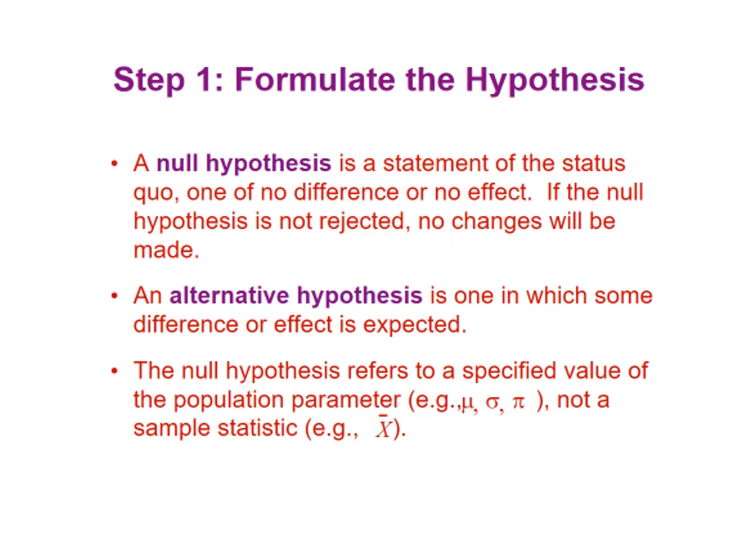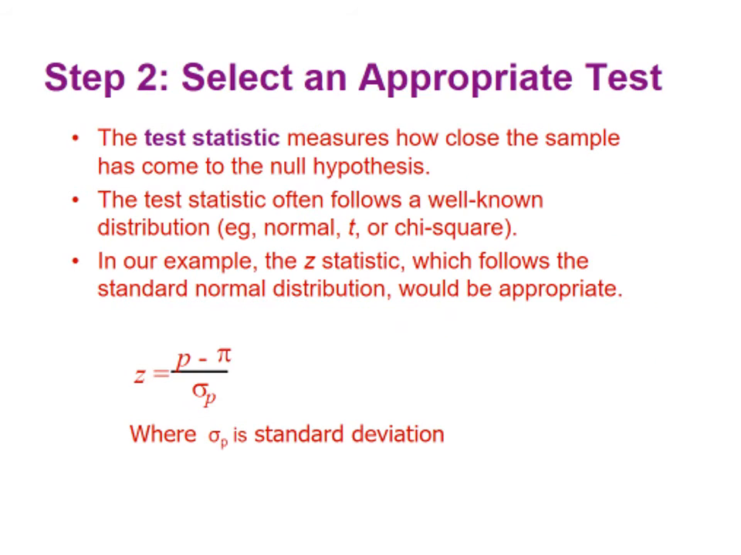Step 1, the important step for starting hypothesis testing, is to formulate the hypothesis. A null hypothesis is a statement of the status quo, no difference, no effect. If the null hypothesis is not rejected, no changes will be made. An alternative hypothesis is one in which some difference or effect is expected. A null hypothesis refers to a specific value of the population parameter, given here, not a sample statistic.